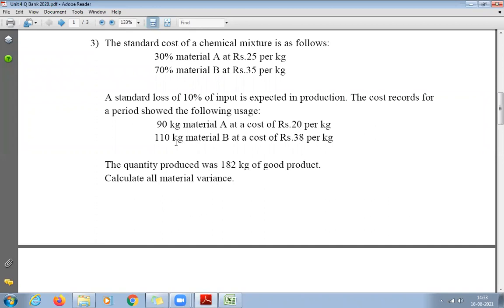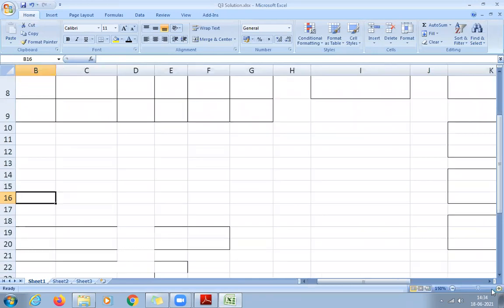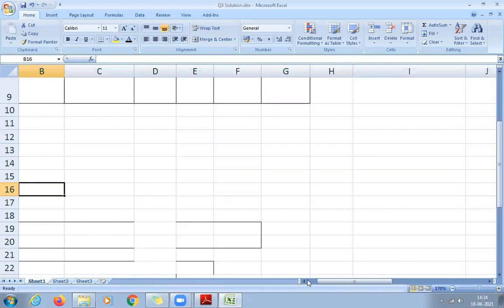So when I add this, I'll get the total quantity. That is 90 plus 110 is 200. Got it? So from 200, how can I calculate for A and B? He says in that 30% is A and 70% is B. So for quantity A, I have calculated 200 into 30%, and then we get 60 units. Similarly for B, 70%, so 200 into 70%, 140. Understood, Rima? Yes, sir. Got it. Thank you.